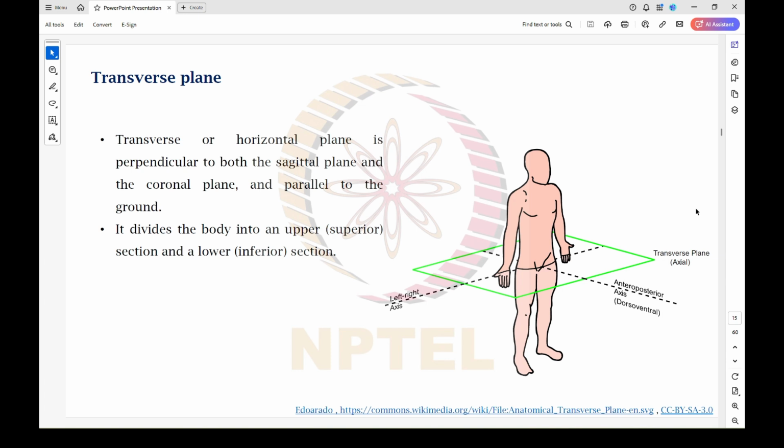Next is the transverse plane, which divides the body into top and bottom portions. It passes through the left-right axis and is in line with the anterior-posterior axis.